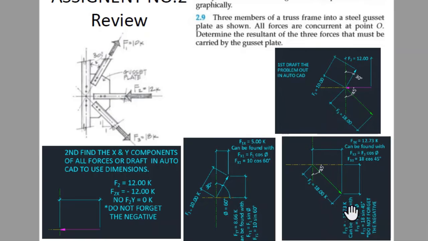Now let's take a look at F3, which is equal to 18K. F3x is equal to 12.73K. This can be found by F3x equal to F3 times the cosine of theta, which is equal to 18 times the cosine of 45. And here we can also find F3y is equal to 12.73. Do notice that because we have a 45-degree angle, both our F3x and F3y are equal to each other. Our F3y is negative, though, because of its direction, and F3x is positive because of its direction.